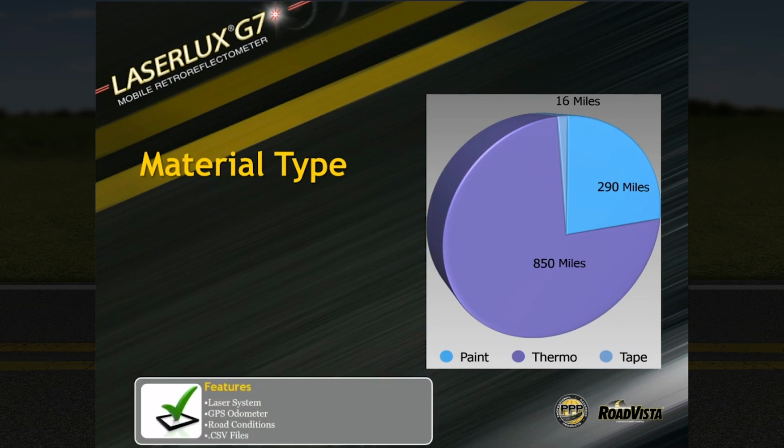Right, so what you're using on the LLG7, of course, on the laser system, you're using your GPS odometer that tracks when you're hitting these different paint, thermo, tape, etc., and your road condition buttons. And I can tell you, I did a demo about a month ago, and we hit 3 different types of markings within just a few minutes. So it was great to be able to move back and forth through those on the road conditions and catalog that.